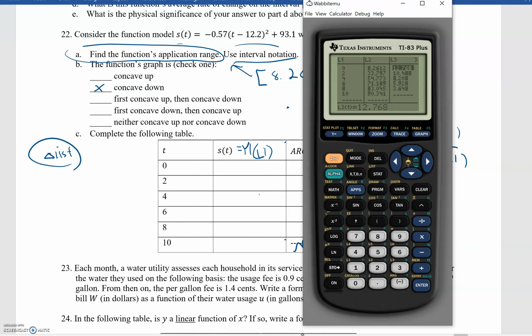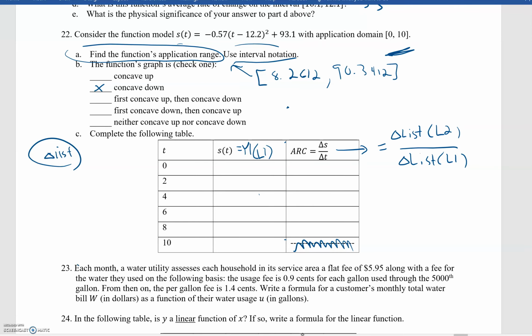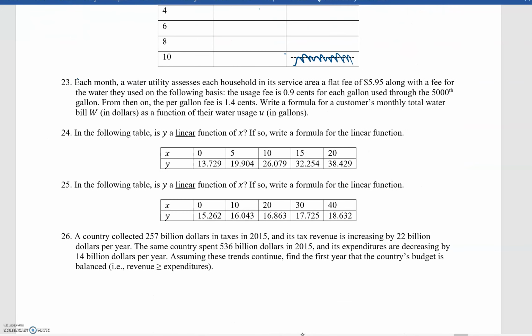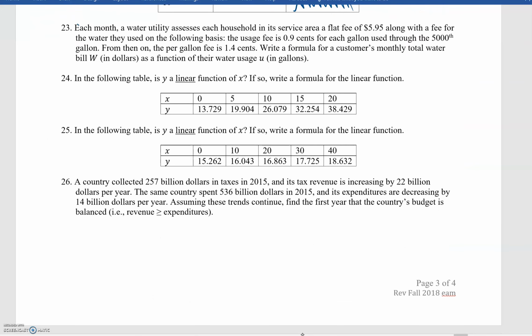Okay, all right, let's move on to question 23. Each month, a water utility assesses each household in its service area a flat fee of $5.95, along with a fee for the water they use on the following basis. The usage fee is 0.9 cents for each gallon used through the 5,000th gallon, and from then on, the per gallon fee is 1.4 cents.